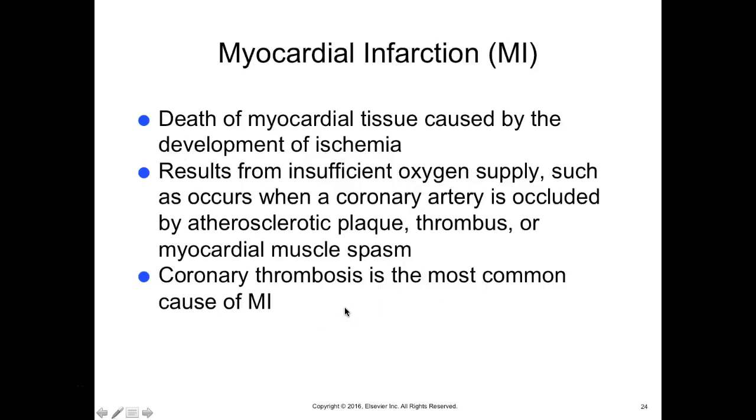Myocardial infarction is death of the myocardial tissue caused by the development of ischemia. So now we don't have just a decrease in blood flow. Now that it's stopped, there's been so much ischemia, it's so narrow that now no blood is going through at all. So insufficient oxygen supply through the coronary arteries to the heart muscle causes coronary muscle death or myocardial tissue death. So coronary thrombosis is the most common cause of an MI.